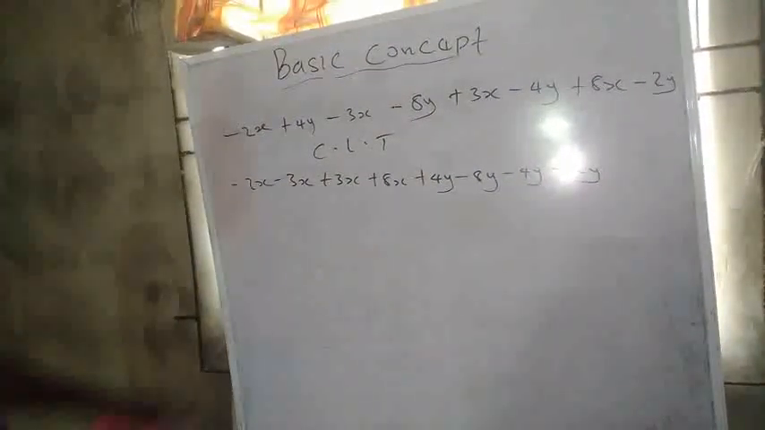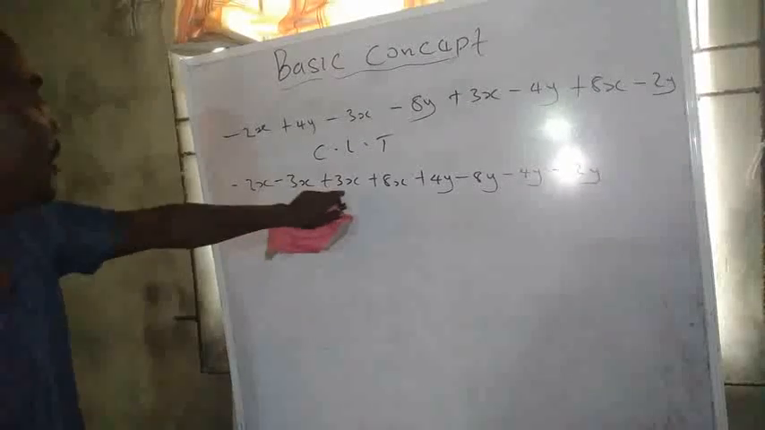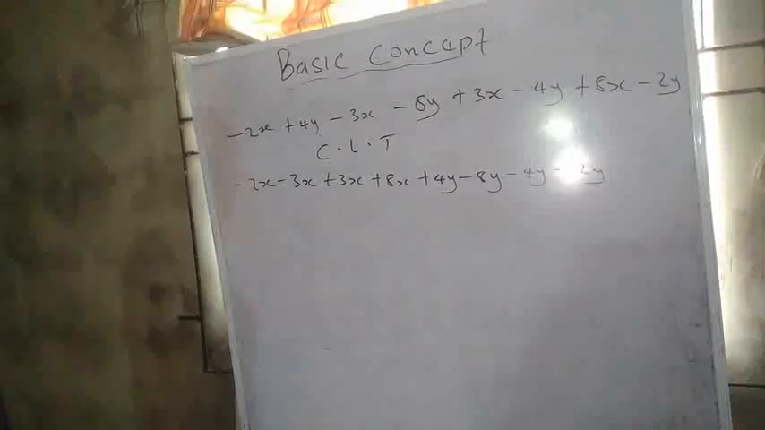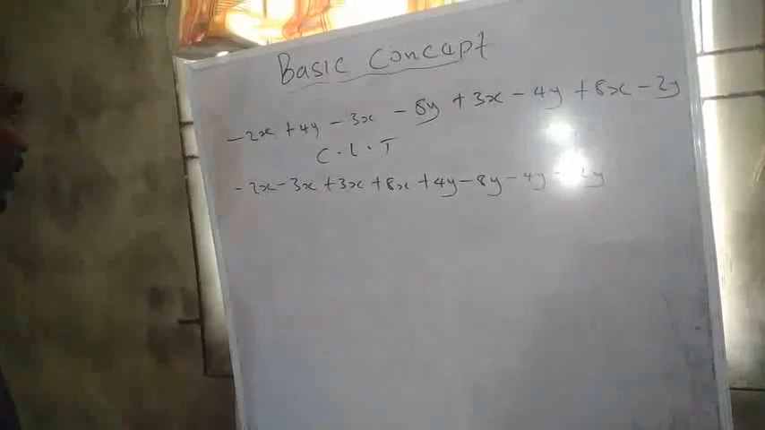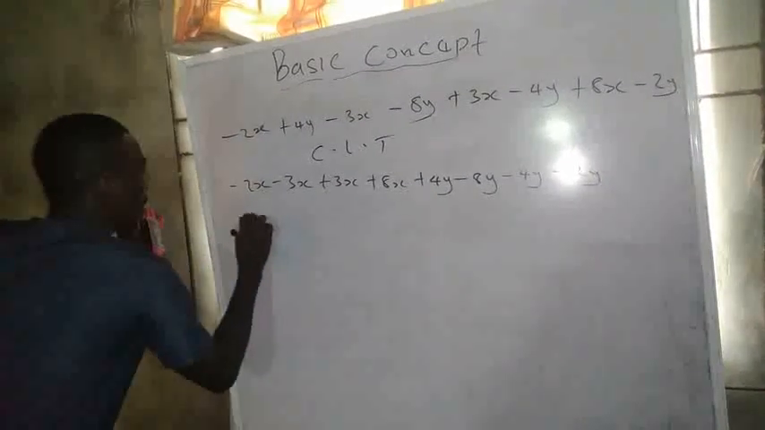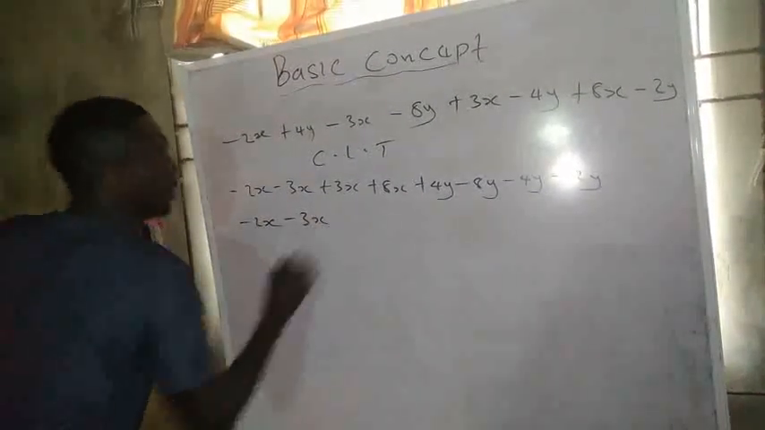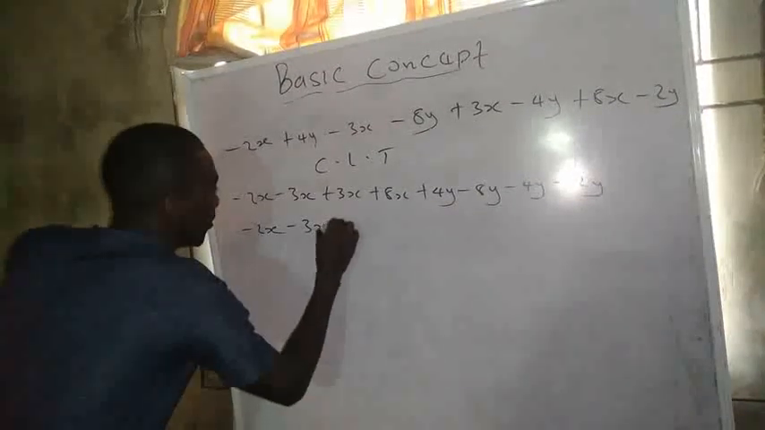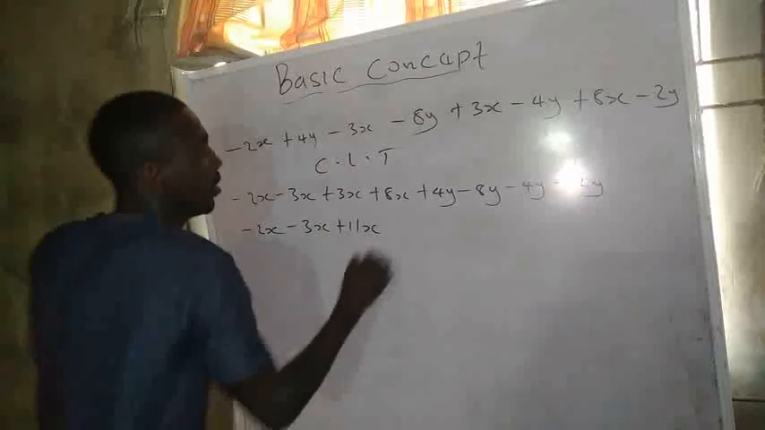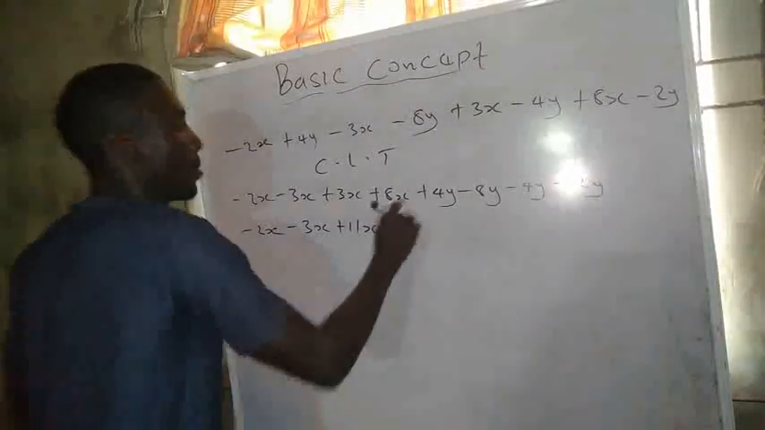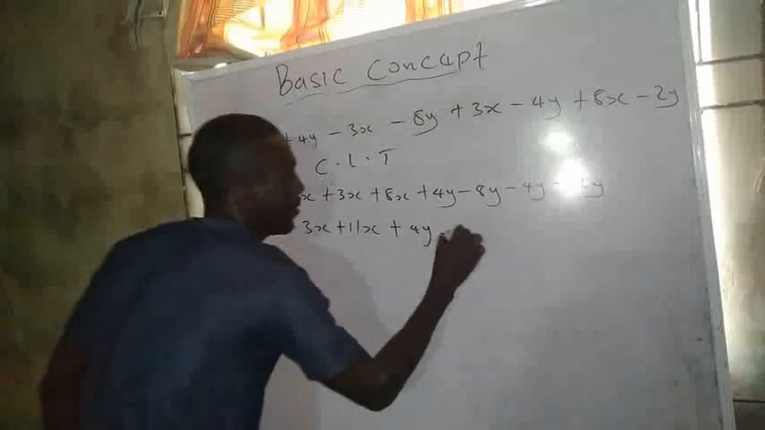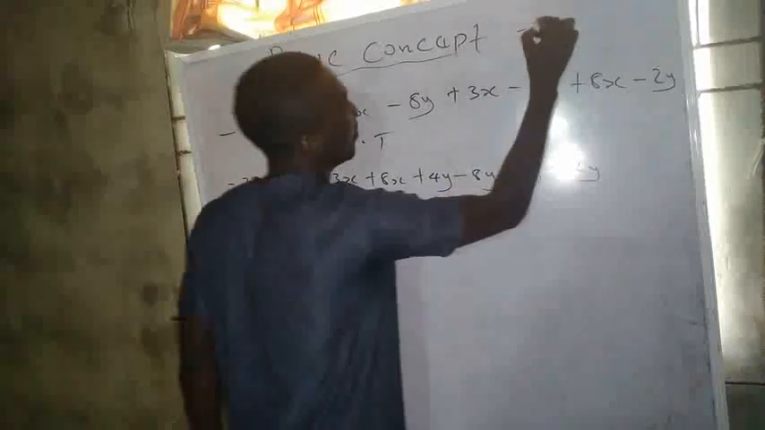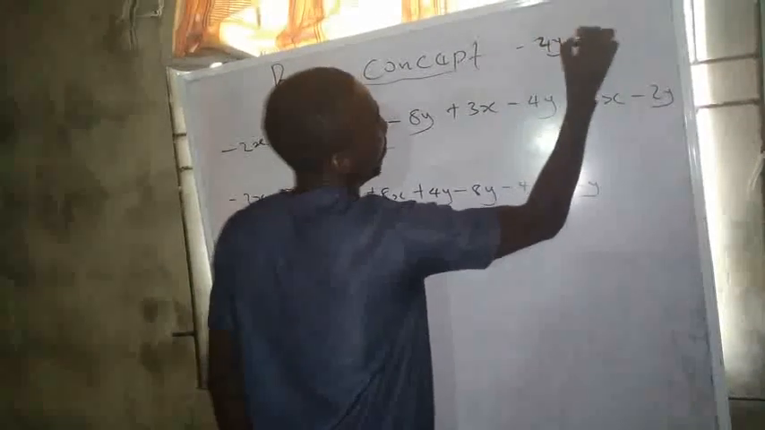Minus 3x plus 3x, I can cancel it out, or I may not do that, it's still the same thing. I can say minus 2x minus 3x plus 3x plus 8x, that is what? 11x. Plus 4y minus 8y minus 4y minus 2y. You can do the minus 4y minus 2y separately.